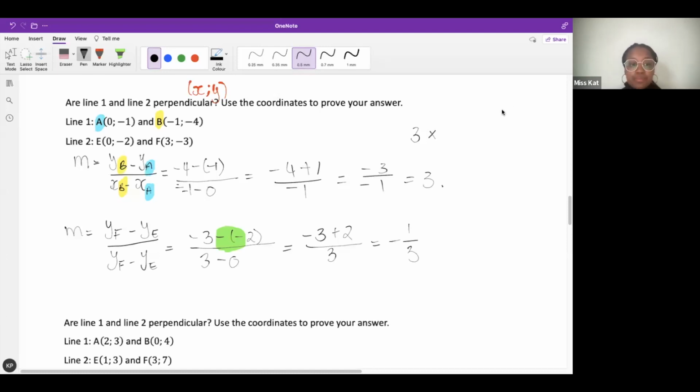Okay, now 3 times -1 over 3 equals a positive and a negative gives you a negative. Yes, guys, it's a negative. And 3 times a third is 1. So these are indeed perpendicular.